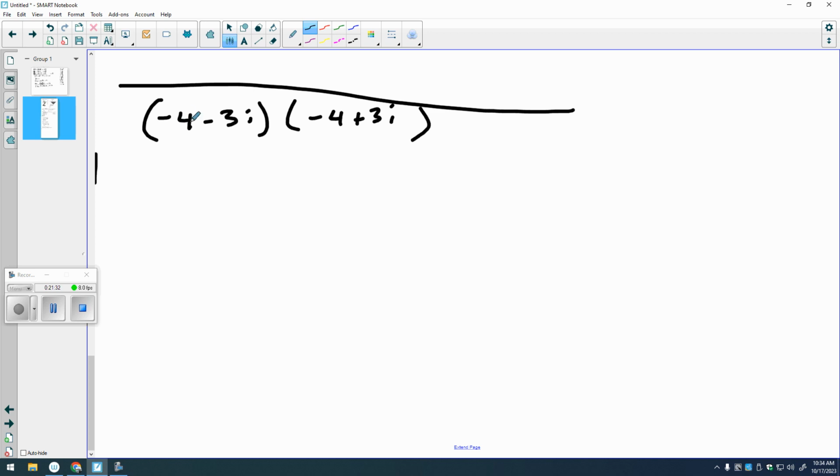Okay, multiply the negative 4 times the negative 4, I get 16. Negative 4 times the positive 3 is a negative 12i. This becomes a positive 12i. This becomes a negative 9i squared. These two go away. This becomes positive 9, and my answer is 25. When you multiply two conjugates together, the imaginary part goes away.